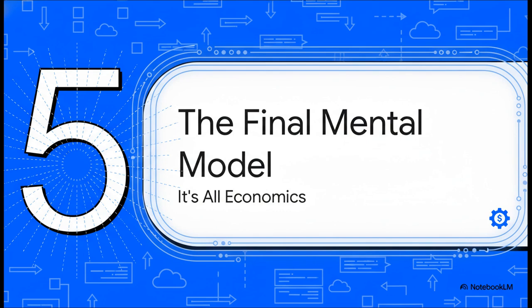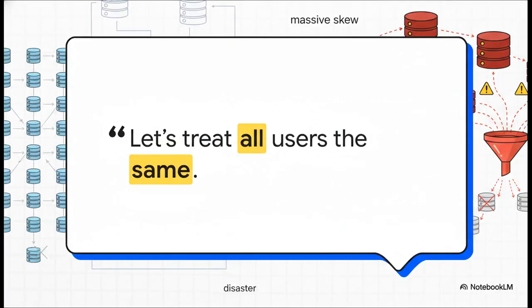Okay, so let's zoom all the way out and lock in the most important takeaway from this whole thing. How should you think about systems like this in the future? Let's start with what not to do. There's a really common and dangerous trap in system design, which is this idea that you should treat all users the same. It sounds noble, right? Pure, elegant, but in a system with this much skew, it is a recipe for absolute disaster.